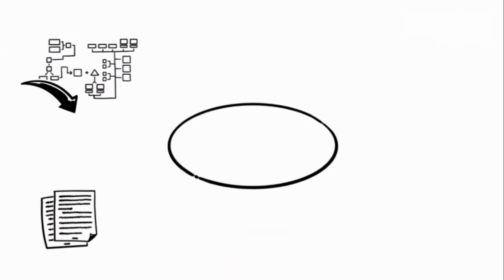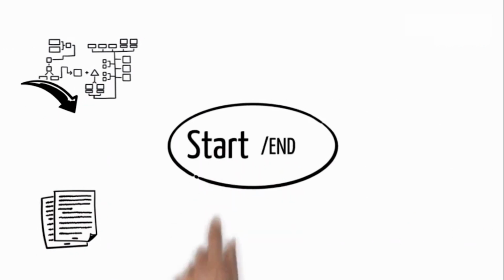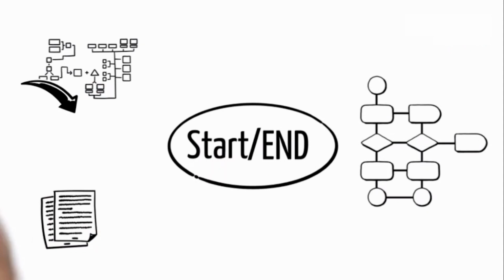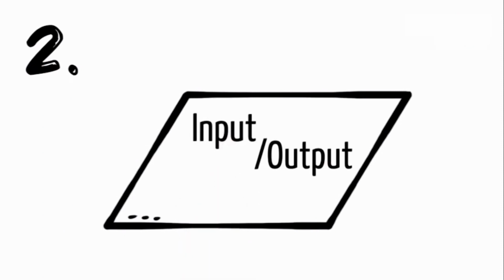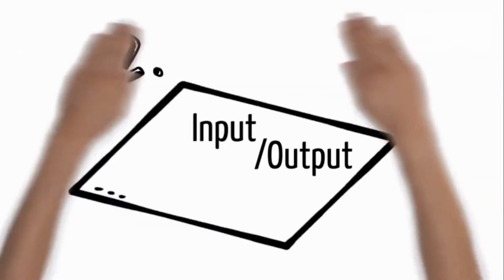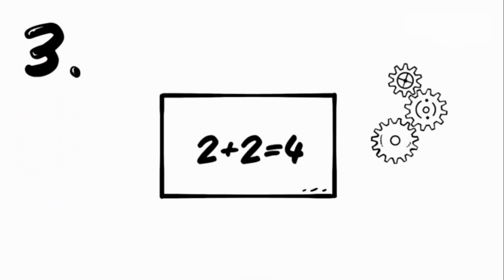1. Oval. This shape is used to indicate the start and end of a flowchart. 2. Parallelogram. This shape is used to read data, input, or to print data, output. 3. Rectangle. This shape is used to show the processing that takes place in a flowchart.